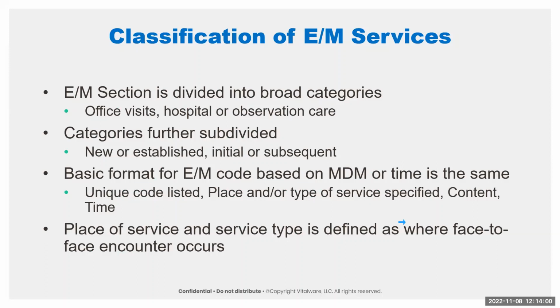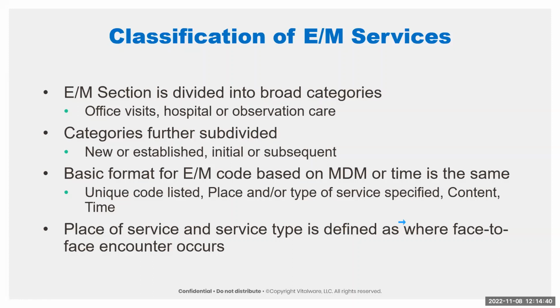All right, so kind of as an overview, the E&M section is going to be divided into broad categories like your office visits, your hospital or observation care, and then the categories are then further subdivided in like new or established, initial or subsequent. And then the basic format for the E&M code that's based on MDM or time is the unique code is listed, the place and or type of service specified, the content and the time. And the place of service and the service type is defined as where the face-to-face encounter occurs.